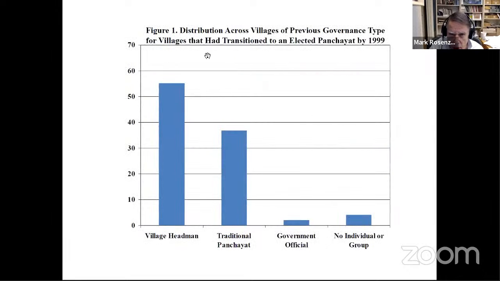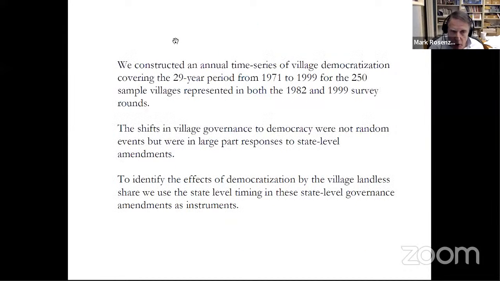So this is what we see. If we look at the villages that had transitioned to an elected panchayat, this gives us the fraction for those transitional villages of the initial governance form that they transitioned from. And what you can see is that most of the transitions were from a form of governance where it was a village headman that made decisions. It was basically an autocratic regime. And in almost all of those cases, the headman is a large landholder. Okay. So given those dates, we can construct an annual time series over those 30 years for 250 sample villages.